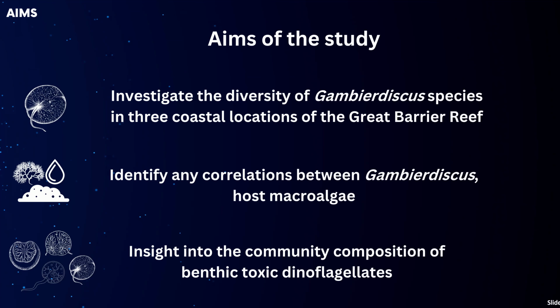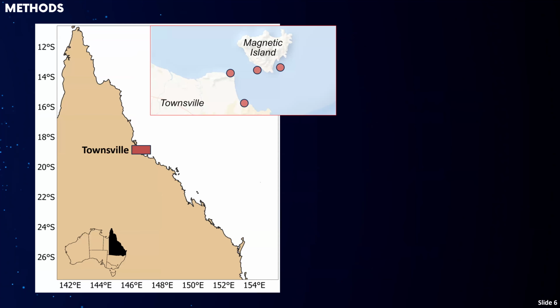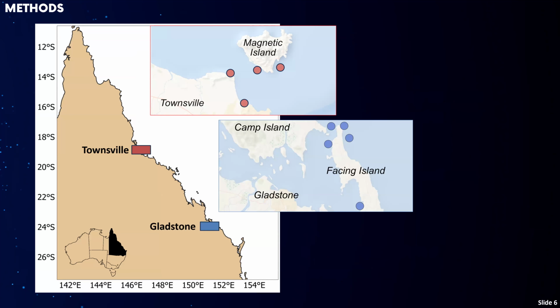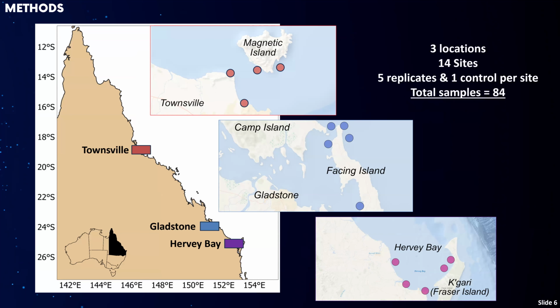There are lots of different terms. The sampling regions were Townsville, which, as I mentioned before, had repeated cases; Gladstone, a new region we wanted to test, where we have some collaborators; and Hervey Bay, which is considered the ciguatoxin hotspot along the Queensland coast. For each, there were 3 locations, 14 sites, and then we did 5 replicates and 1 control per site, which gives us 84 samples in total.